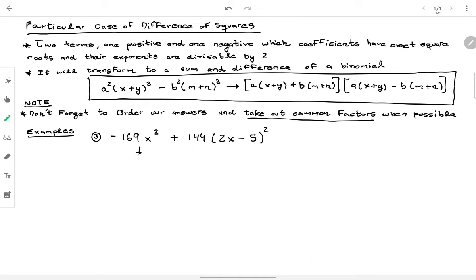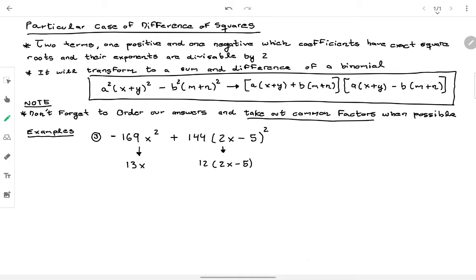The first one, it's the negative. It doesn't matter. Remember, we need to order it in the answer. Maybe you can order it in the beginning also, but the important part is that it's ordered in the answer. So the square root of this one is 13x. The square root of this one is going to be 12 that multiplies 2x minus 5.